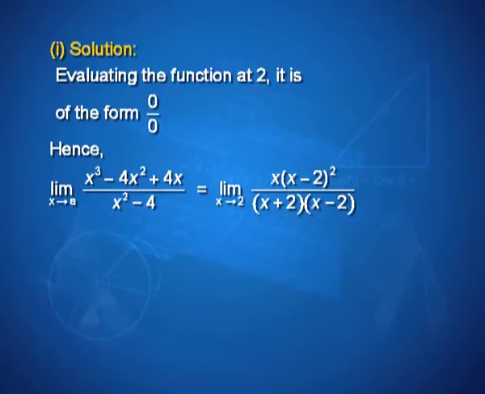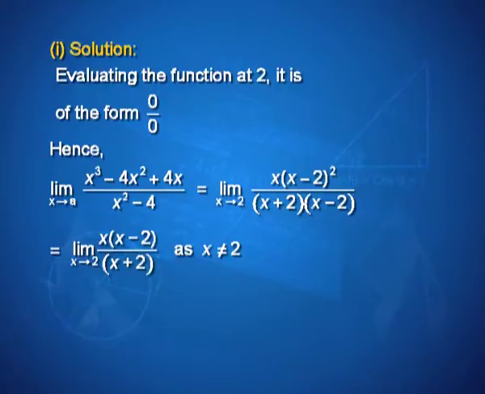Can you find something common in numerator and denominator? We can cancel out x minus 2 and thus it can be simplified as limit x into x minus 2 upon x plus 2 as x tends to 2, as x is not equal to 2. That is equal to 2 into 2 minus 2 upon 2 plus 2, that is equal to 0 upon 4, that is equal to 0.